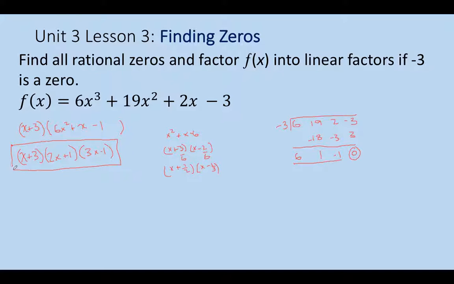And of course, now using the zero product property, I know that x has to equal negative 3. Obviously, that had been given to me originally. But I also have negative 1/2, and I have positive 1/3. All right, so that is factoring a big polynomial and finding all the solutions.